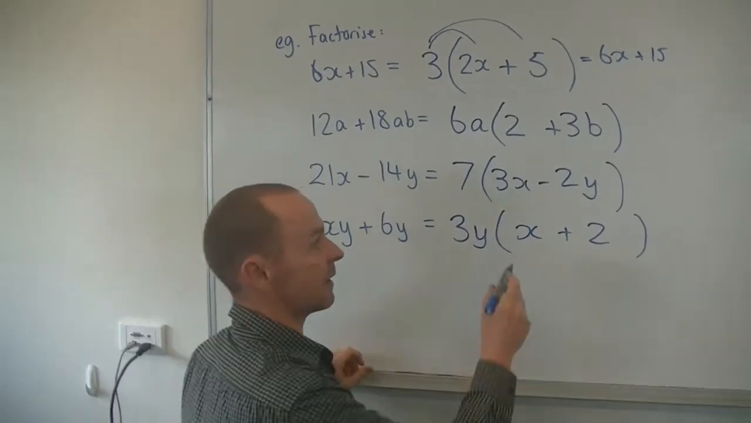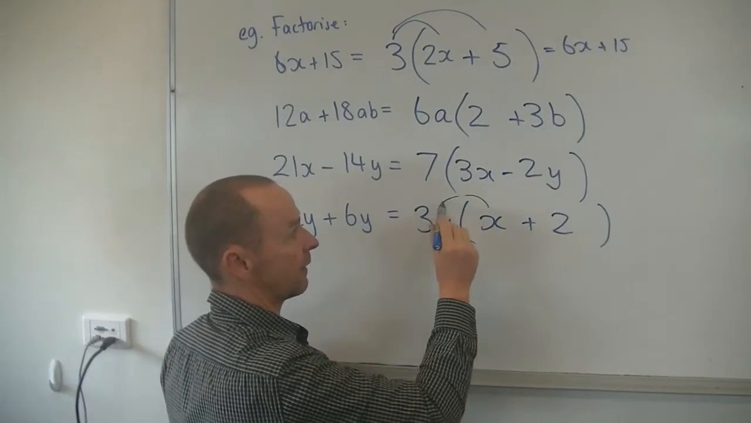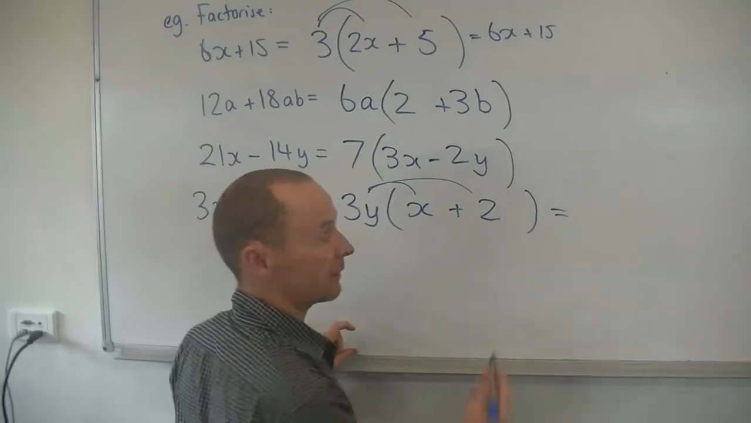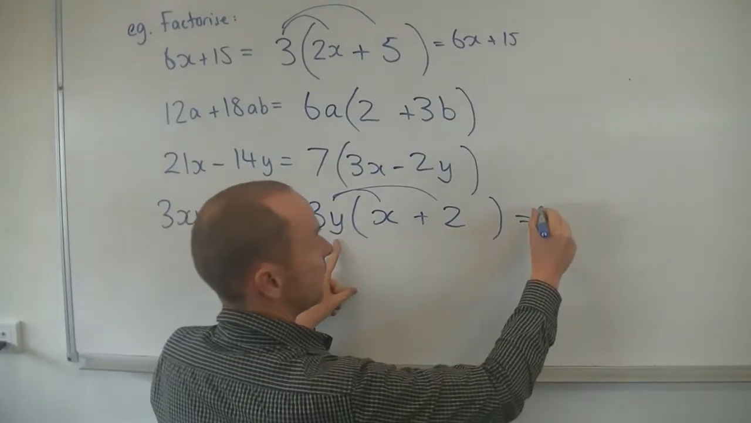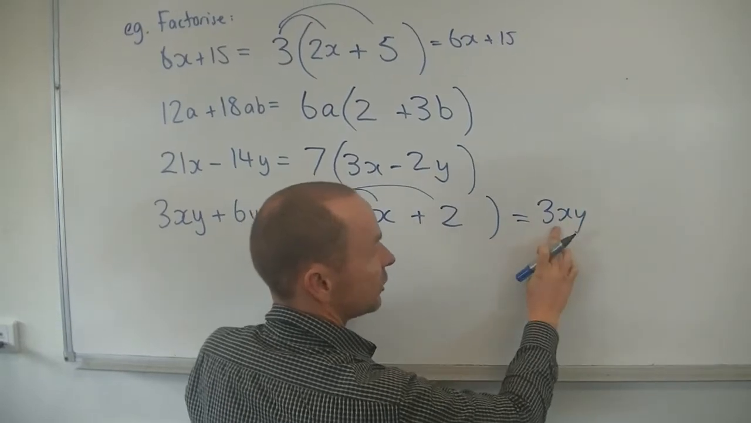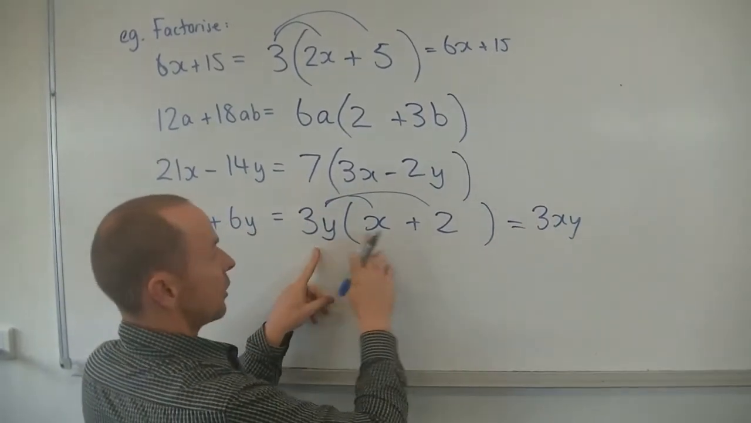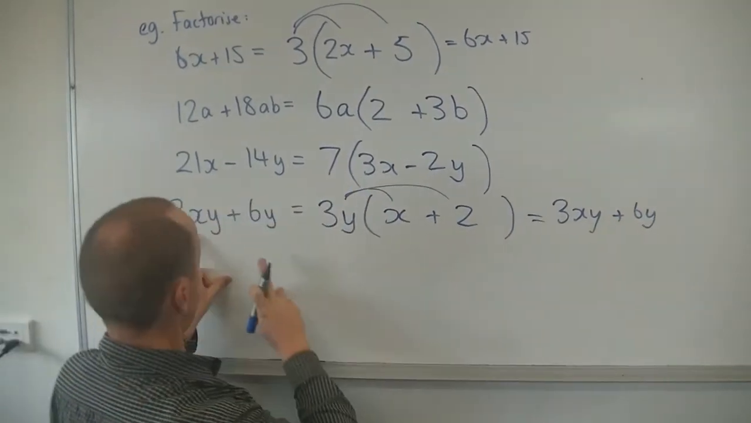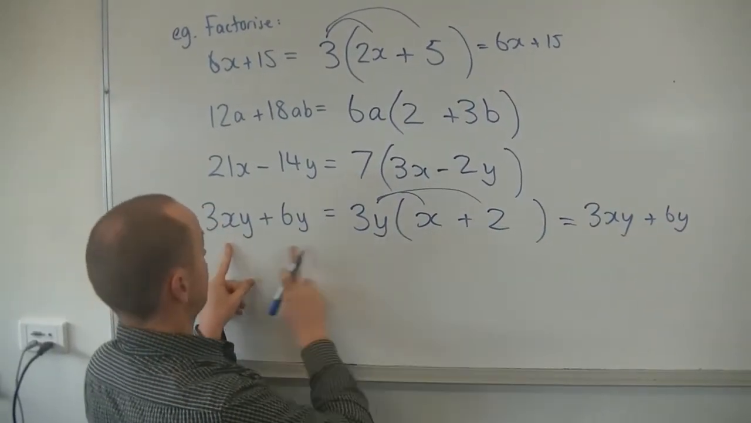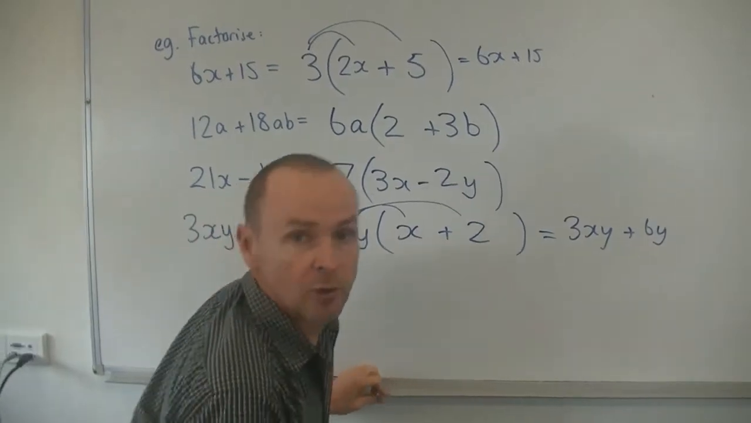How would I check my answer? I'd expand the brackets. Let's just do that for a quick check. You can do this mentally as well if you don't want to actually write it down. So I've got 3y times x is 3xy. You generally write them in alphabetical order. 3y times 2 is plus 6y. And I can check, and it's the same as my original expression, so I know I'm correct.